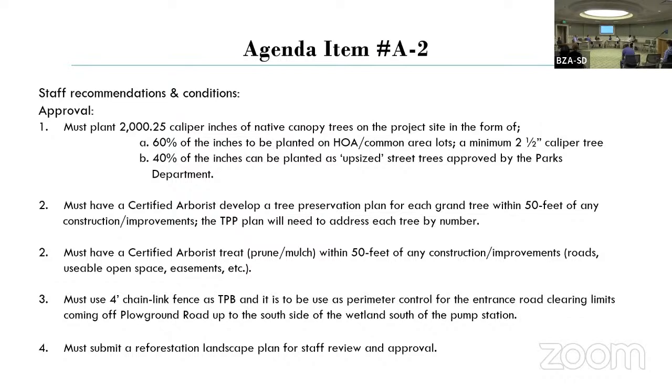Must use 4-foot chain link fence as tree protection barricades and to be used as perimeter control for the entrance road clearing limits coming off the plow ground up to the south side of the wetland south of the pump station. Now, I can go back and explain that, but it's tight with the trees in between lots. I want that area really tightened up with the required tree protection barricade, not just silt fence. And then must provide a reforestation landscape plan for staff review and approval.